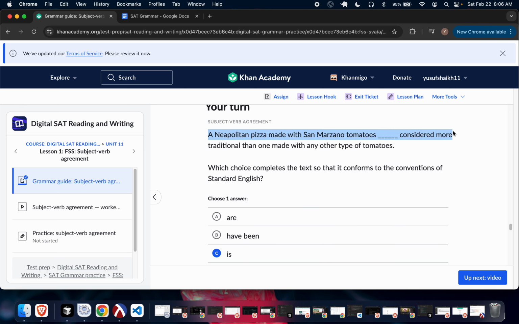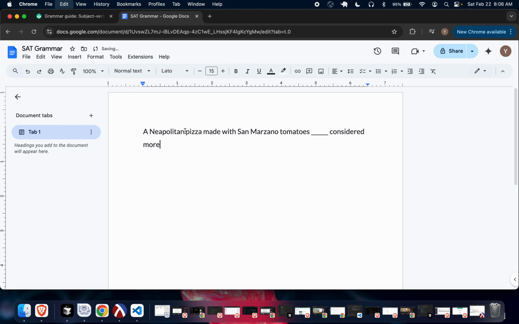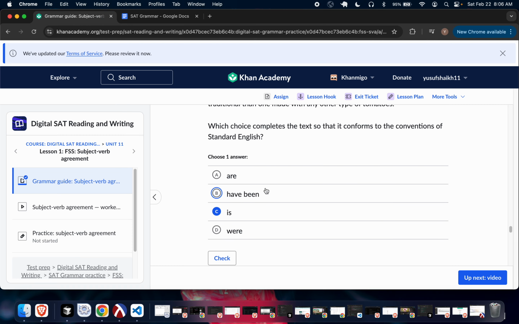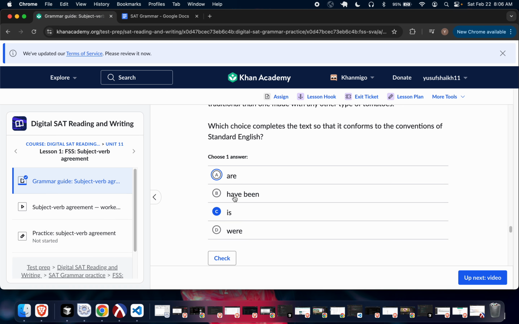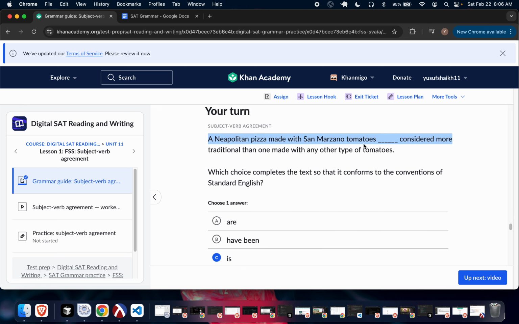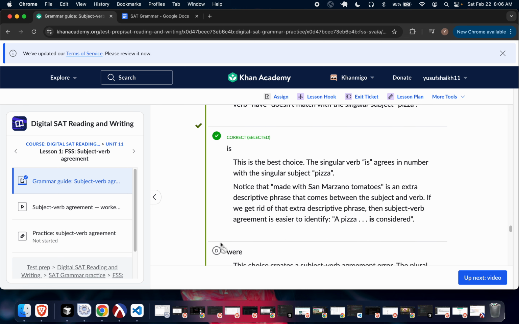So notice how I can just cut out this extra information. A Neapolitan pizza, I'm going to get rid of this extra information. A Neapolitan pizza is considered, right? That makes sense. I'm not going to say a Neapolitan pizza are considered. That doesn't make sense. The only one that makes sense here for the singular pizza is. So that's what I'm going to use.